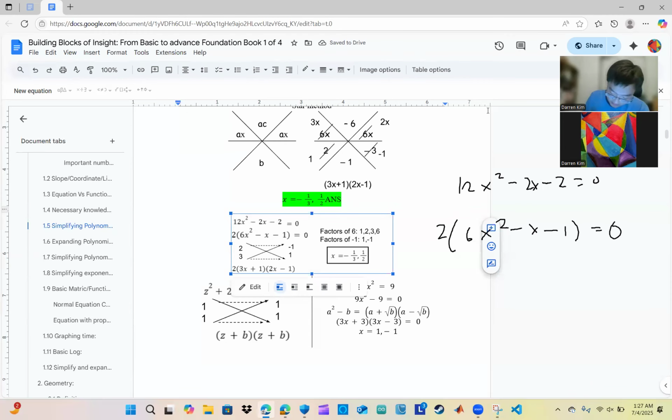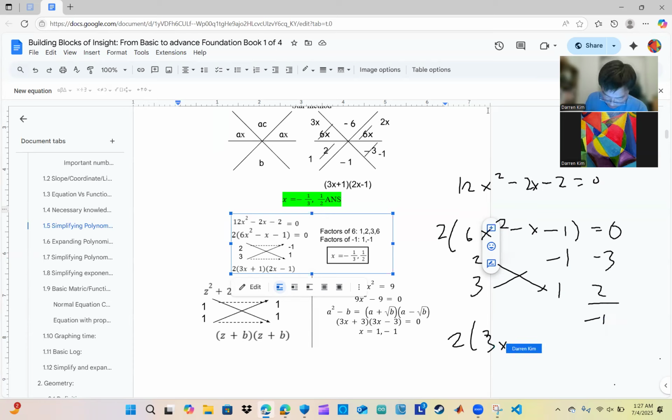Anyways, then you get 2, 3, -1, 1, and you know that these across equal -3. Oh, this is the same thing, isn't it? -1, yeah. Anyways, it's 2, 3x plus 1, parentheses 2x minus 1, basically.